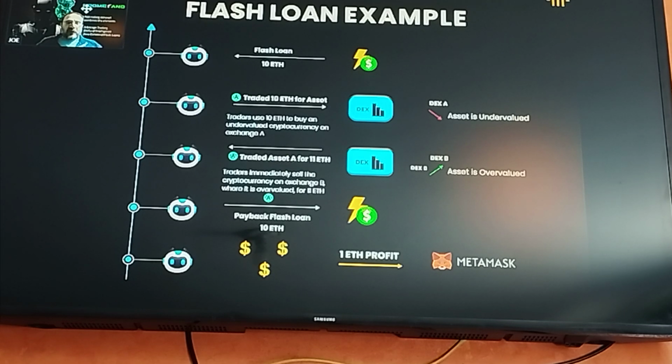But what happens to the 1 Ethereum profit? Where does all this profit go? Well, it goes, of course, the only place that it's allowed to go by the Boomerang platform, and that's directly to your MetaMask. Nobody else's MetaMask. And if you don't know what MetaMask is, it's a Web3 wallet. It is a decentralized crypto wallet that only you have control over.